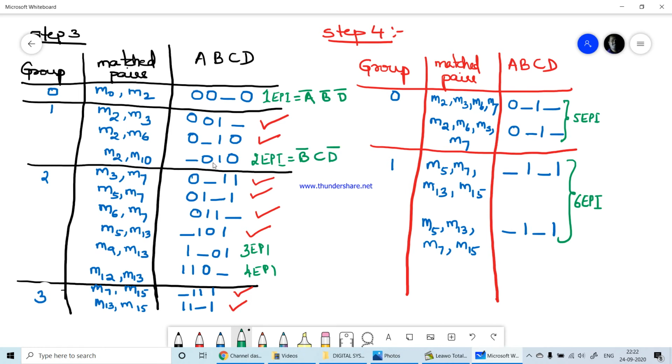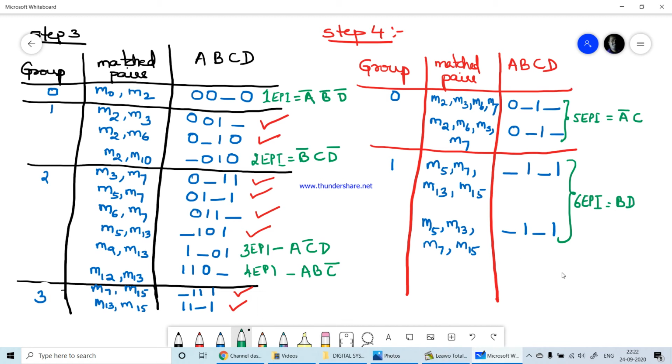See, 0 says bar, 1 says it is without bar. So dash says it is eliminated. So this is A, B, C, D. A is eliminated. 0 is B bar, C, D bar. Third essential prime implicant is A, B is eliminated, C bar, D. Fourth is A, B, C bar. Similarly, fifth is A bar, C, and sixth is B and D. Okay. These are the essential prime implicants.